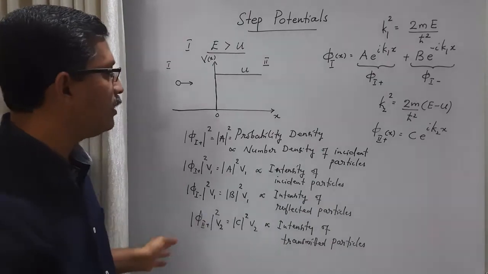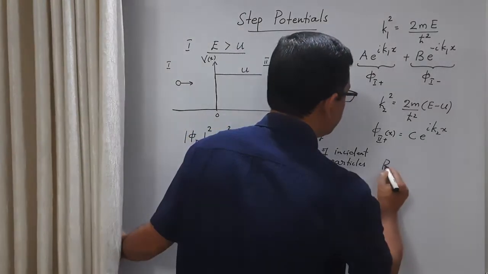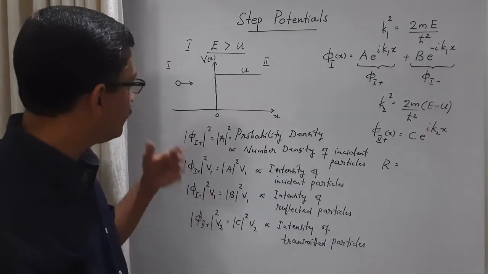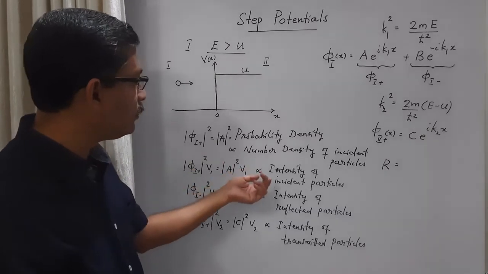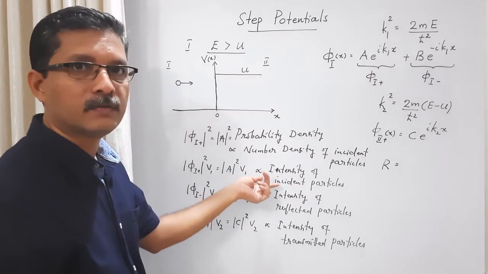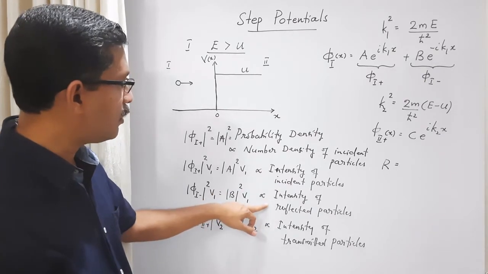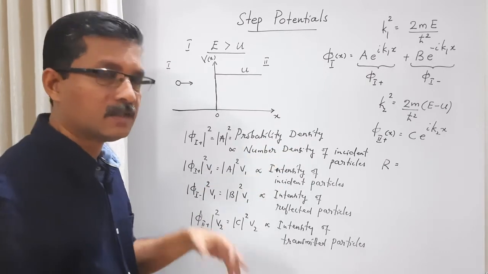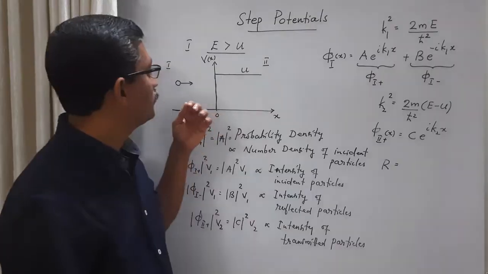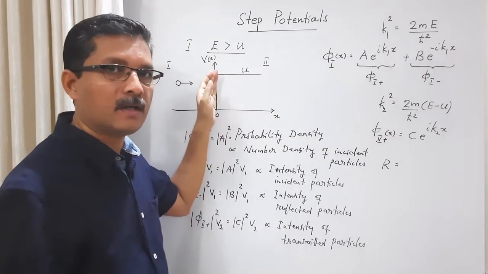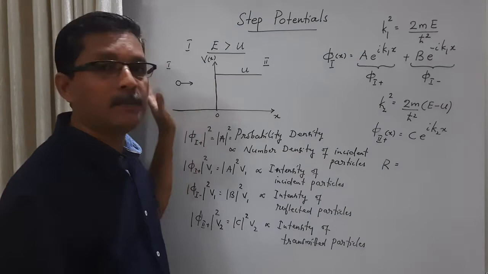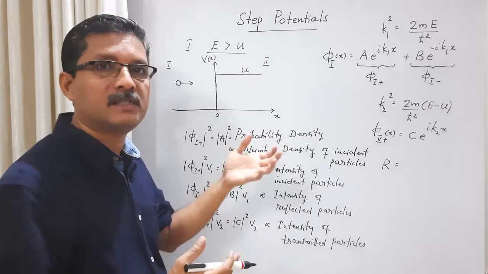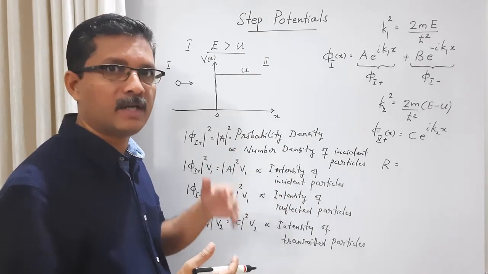Now let us define reflection coefficient and transmission coefficient. Reflection coefficient we can define as the ratio of intensity of reflected particles by intensity of incident particles. Okay, so this quantity, intensity of reflected particles divided by intensity of incident particles, that can be called reflection coefficient. In other words, it is a fraction of reflected particles. Let us say 100 particles are incident per second, and out of which some let us say 60 particles are reflected per second. So what is the fraction of reflected particles? 60 out of 100.